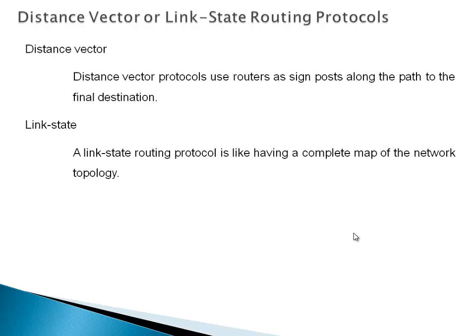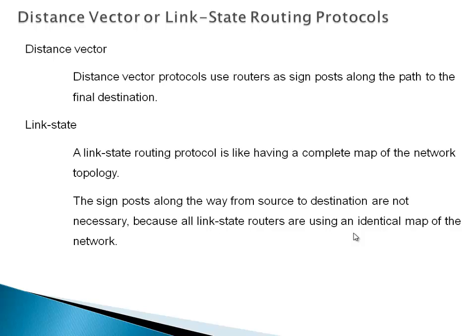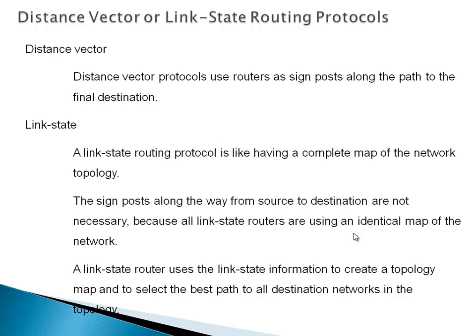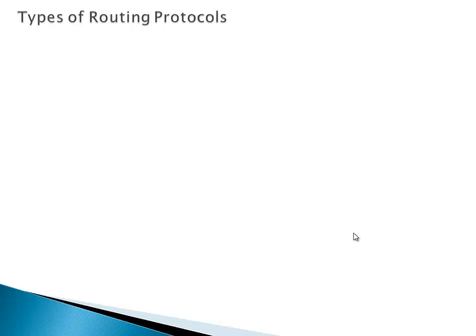While link state is different. A link state routing protocol is like having a complete map of the network topology. So the signposts along the way from source to destination are not necessary, because all link state routers are using the identical map of the network. A link state router uses the link state information to create a topology map and select the best path to all destination networks in the topology. It's like getting the whole map, A to Z, and then putting yourself where you are. That's the top of the tree, and to every destination you calculate the best path. A popular protocol is OSPF, or open shortest path first.